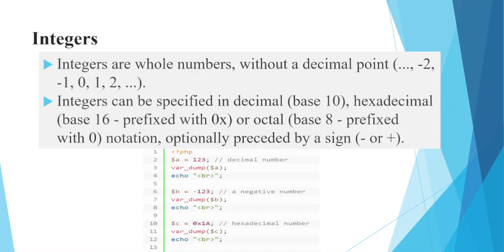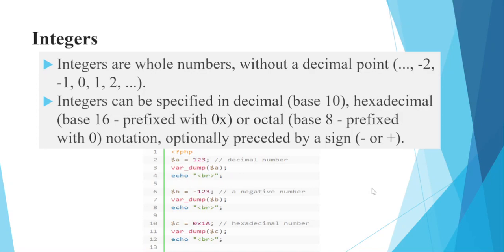The next one is integer. Integers are whole numbers. Whole numbers may be negative numbers as well as positive numbers, and 0; everything is considered a whole number. An integer can be specified in base 10 decimal numbers. Hexadecimal means base 16, octal means base 8. It may be preceded by a plus or minus symbol, so both negative and positive numbers are possible in integer variables.